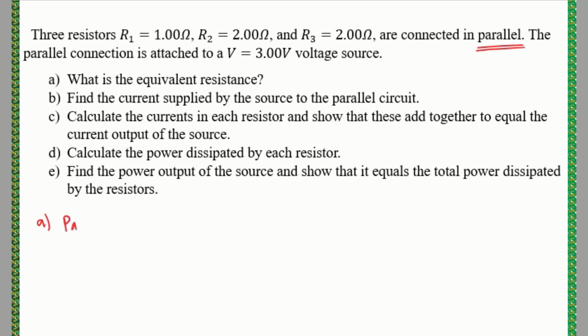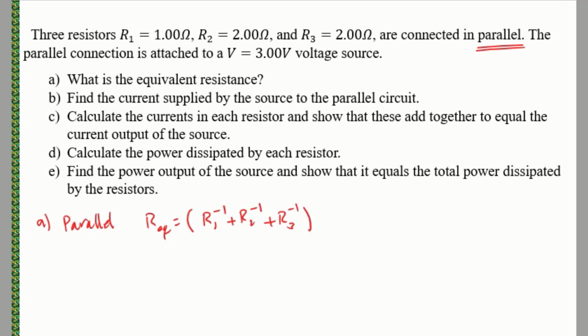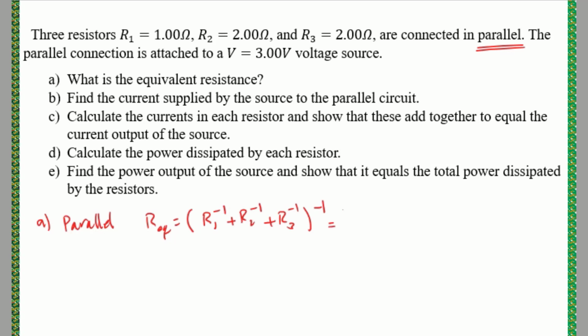For a parallel connection, we have R equivalent equals the inverse of the first one plus the inverse of the second one plus the inverse of the third one, all inverse. So we have 1 over 1 plus 1 over 2 plus 1 over 2, all inverse. Don't forget the inverse for the whole thing. The answer is 0.5 ohms. Find the current supplied by the source to the parallel circuit.